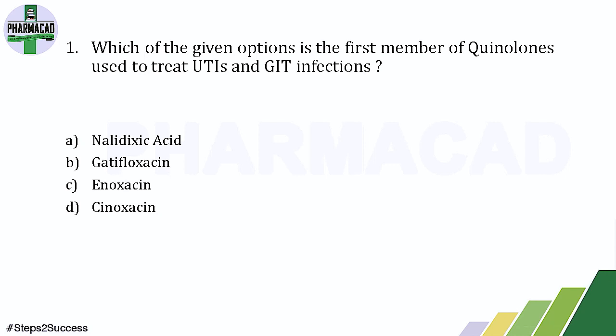Even cinoxacin is a first-generation agent of quinolones, but the question here asks which is the first member of quinolones. So the most suitable option will be nalidixic acid. Okay, the others are fluoroquinolones, that is gatifloxacin and enoxacin. So these are ruled out. Hence the correct answer here is nalidixic acid.